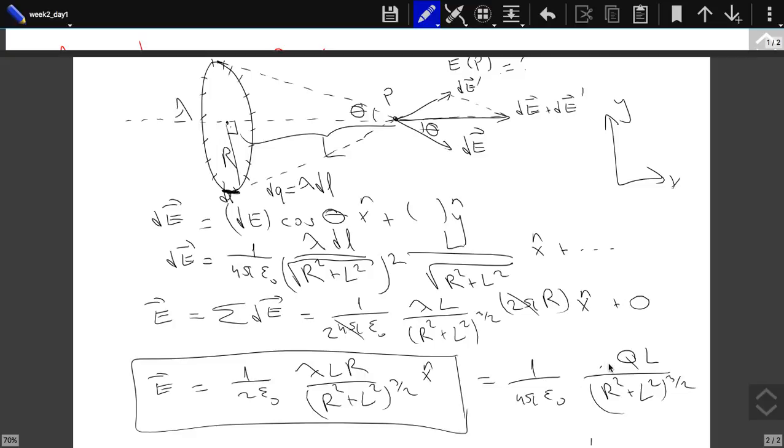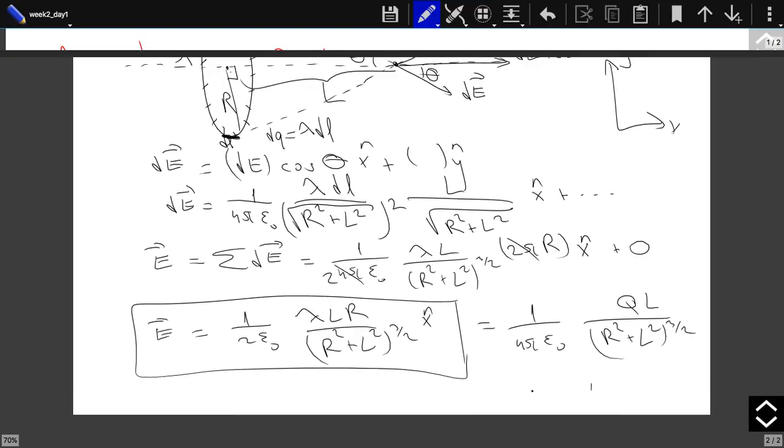Could you write again the equation of lambda? The equation for Q. For lambda. This one. Now I just looked at this one. Lambda times 2 pi r is just Q. Q is equal to 2 pi r times lambda. This is the definition of lambda, you can say. Lambda is the total charge divided by the total length.